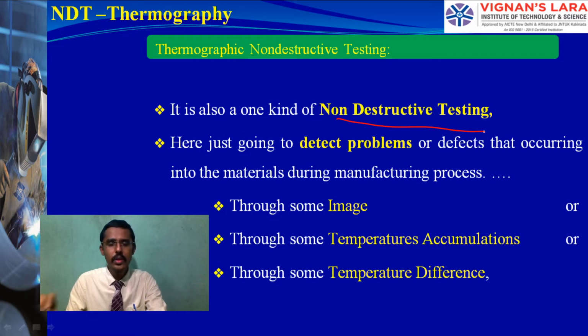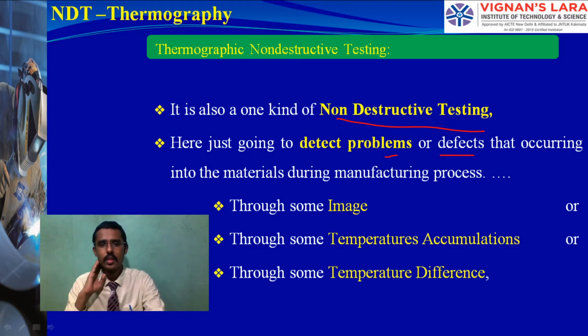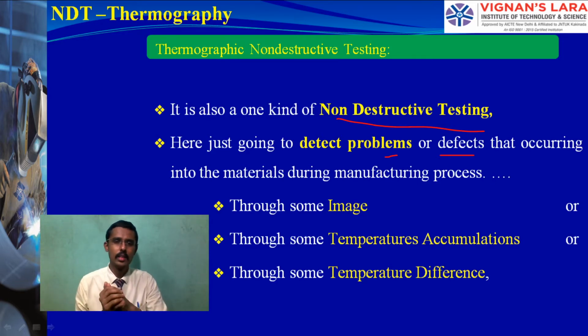Here we are just going to detect the problems, maybe defects or discontinuities, whatever they are, occurring in the material, maybe on the surface or maybe in the subsurface, because we are going to find the temperature formation where the highest temperature is received. We have seen some images in films, movies or advertisements, animated ones. Somewhere it will be red, somewhere yellow, somewhere green or blue. That simulation gives us a result.